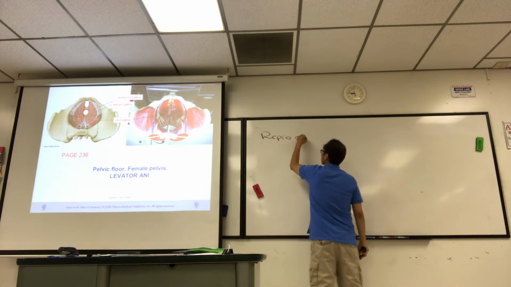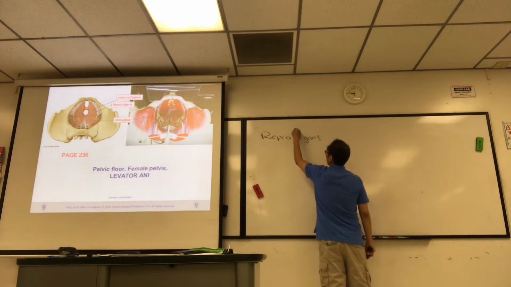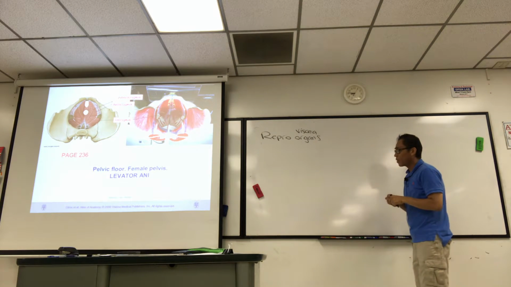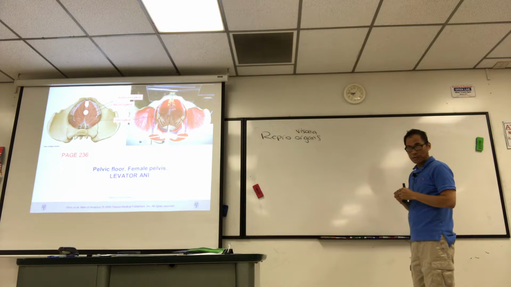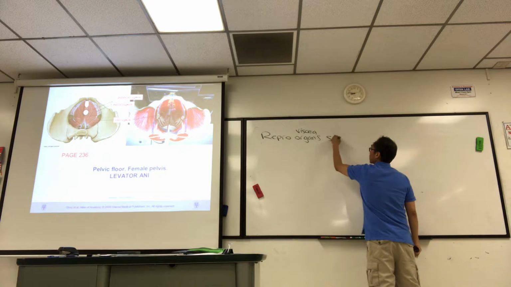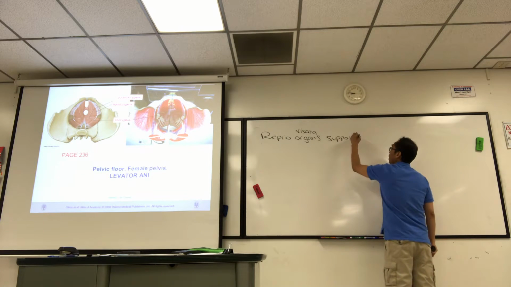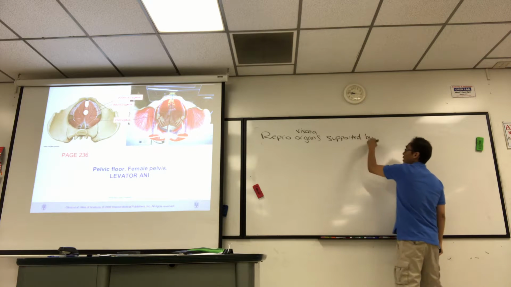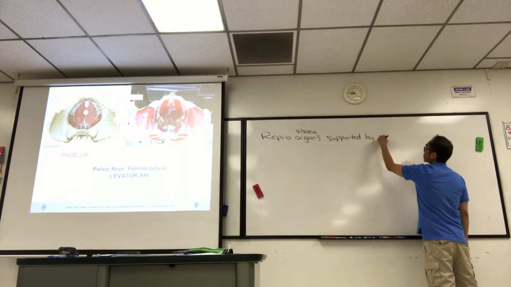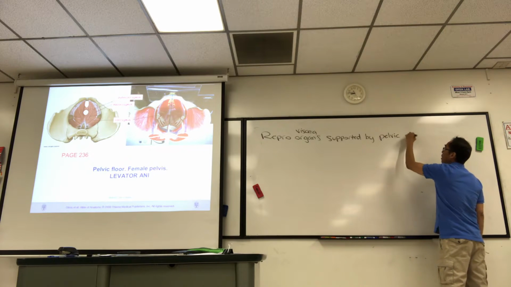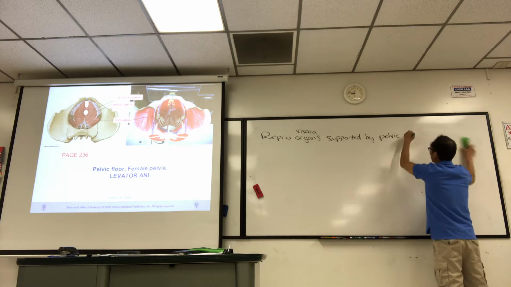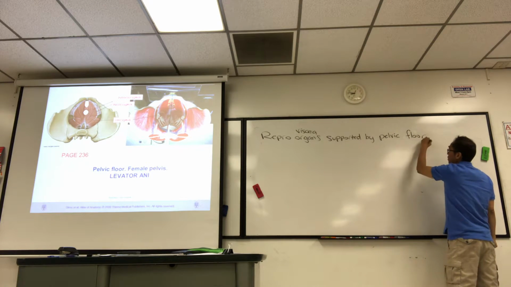Repro organs, sometimes it's called viscera. Viscera means contents in anatomy. Well, anyway, sometimes the reproductive viscera or organs, well, they're supported by the pelvic floor. I'm sorry, can you say, what does viscera mean again? Contents, yeah, the stuff. Supported by pelvic floor. You can see that the floor is muscular.